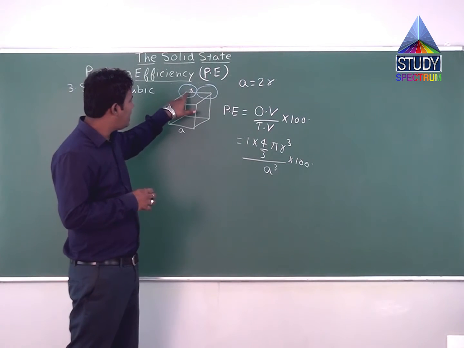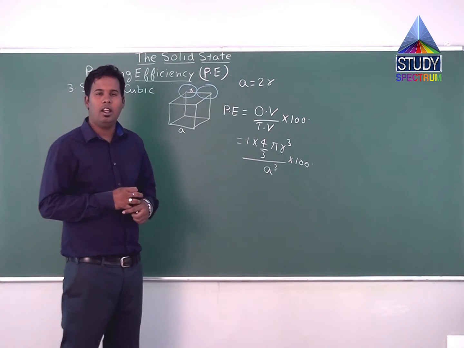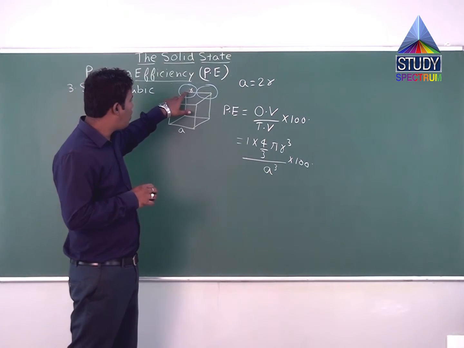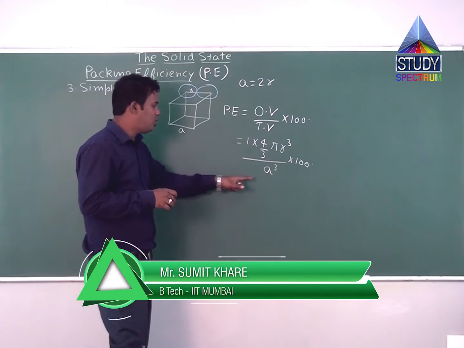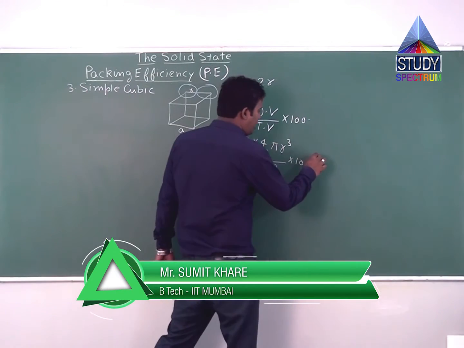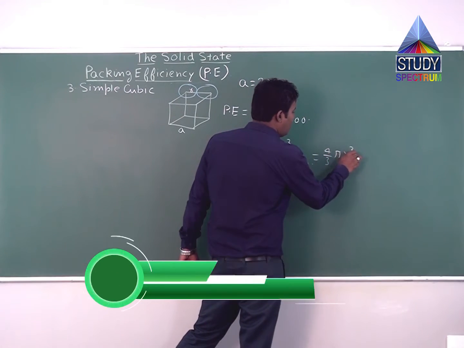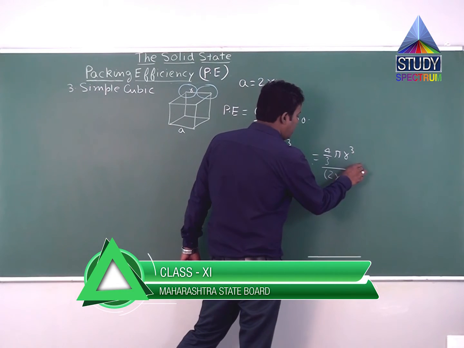It means if I take one of its edge length small a, then it is effectively the sum of the radii of 2 adjacent spheres. Or in short, small a is equal to r plus r, a is equal to 2r. Now if I substitute a is equal to 2r over here, then it becomes 4/3 pi r cube upon cube of 2r into 100.